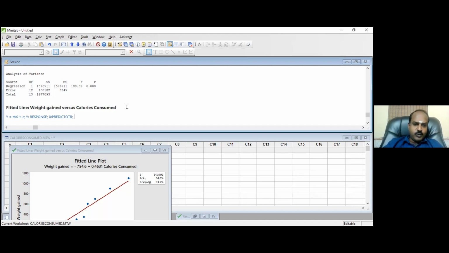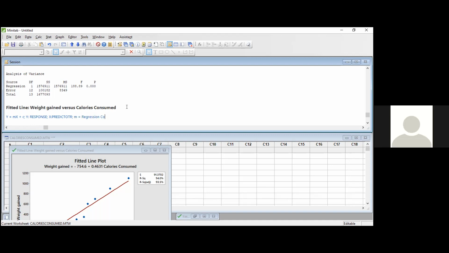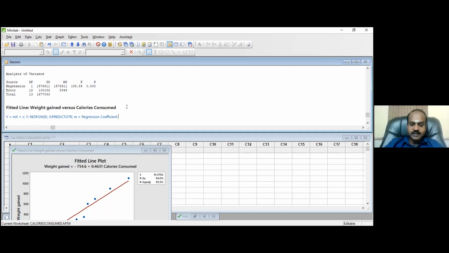Right? And now what is this? What is this M called? So far, we have called it the regression coefficient. It is nothing but the slope of the line or the curve. Am I right? And what is your C? C is the constant term.